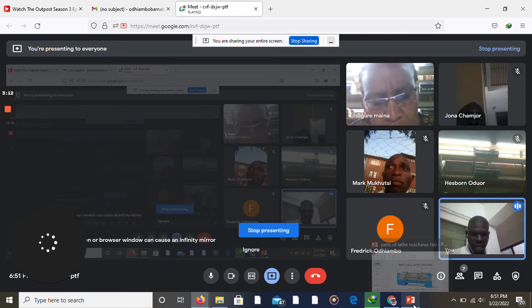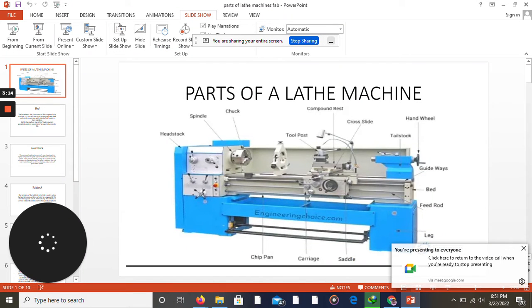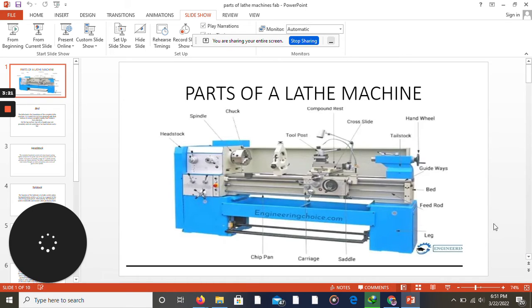Now, I'll be sharing my screen so that we can see the parts of a lathe machine. Can you see what I'm sharing? Are we together? Can somebody tell me whether you are seeing the parts of a lathe machine? Who can tell me two parts that they are seeing? Frederick? You can see tool post. Yes, there's tailstock, that's good.